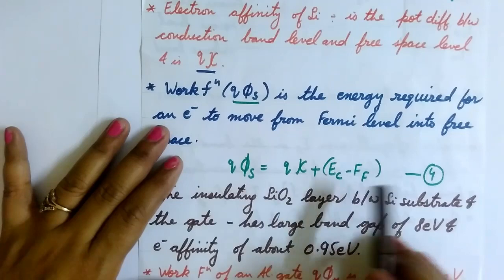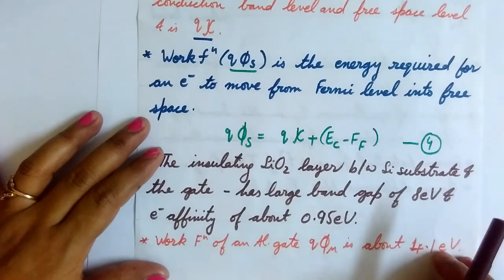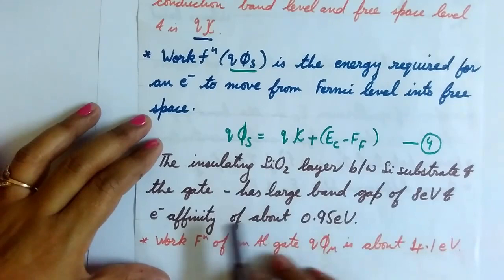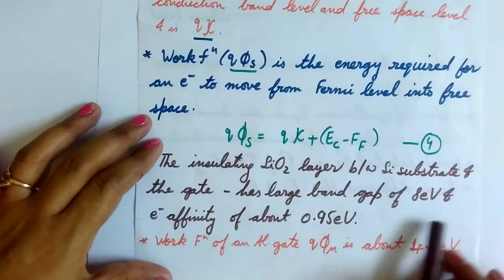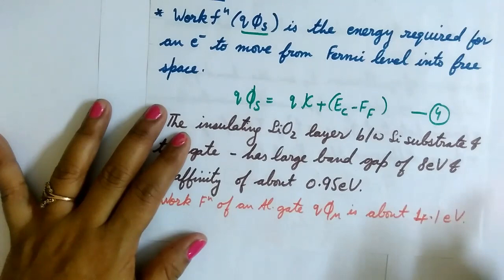Now, this was about the substrate. Next, moving to the second layer, in between the metal gate and the substrate is the SiO2 layer. So the insulating SiO2 layer between substrate and the gate has a large band gap of 8 electron volt, and its electron affinity is about 0.95 electron volt. And the work function for an aluminium gate is represented as q into phi m, and it is about 4.1 electron volt.